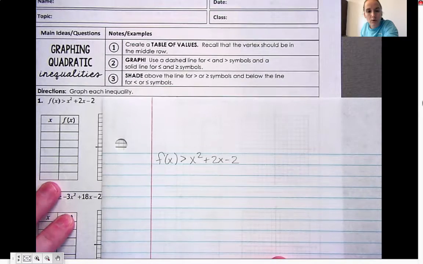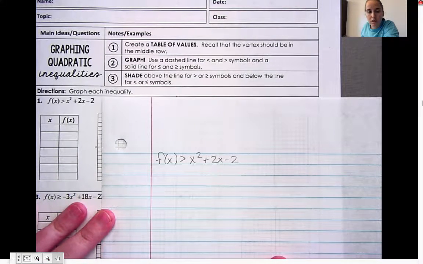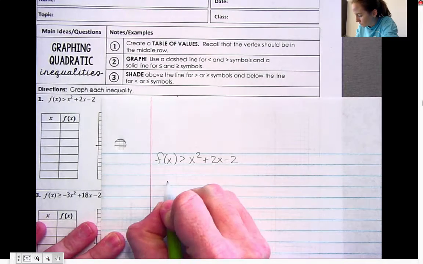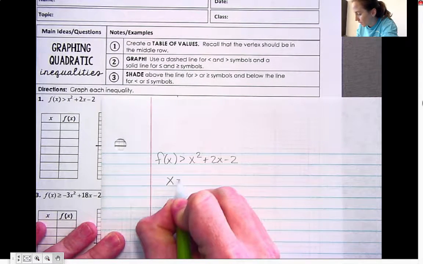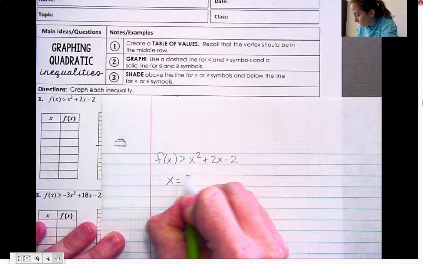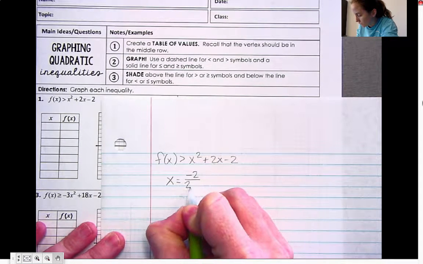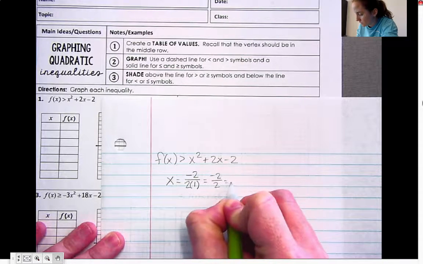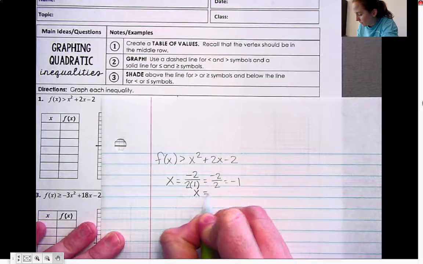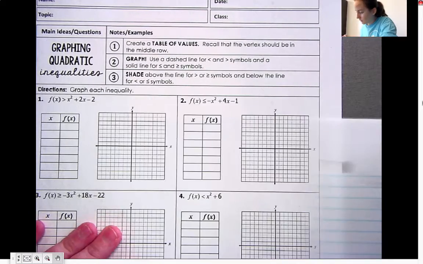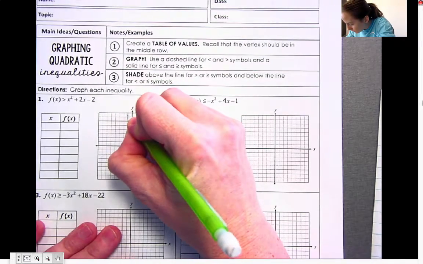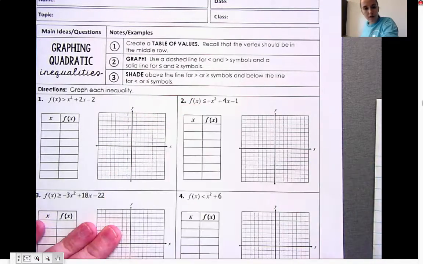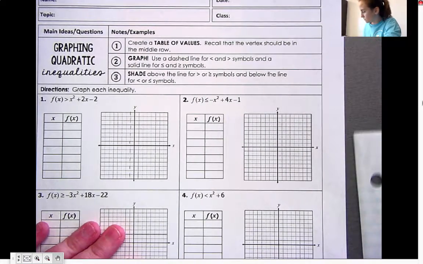Okay, now I want to go ahead and find the axis of symmetry and the vertex so that I can fill in my table. So the axis of symmetry, we start with x equals the opposite of b, so the negative 2 over 2 times a, which is 1. So negative 2 over 2, that's negative 1. So at negative 1, I know I have an axis of symmetry. I can erase this in just a minute, but for right now I just want to show that there's my axis of symmetry at negative 1.